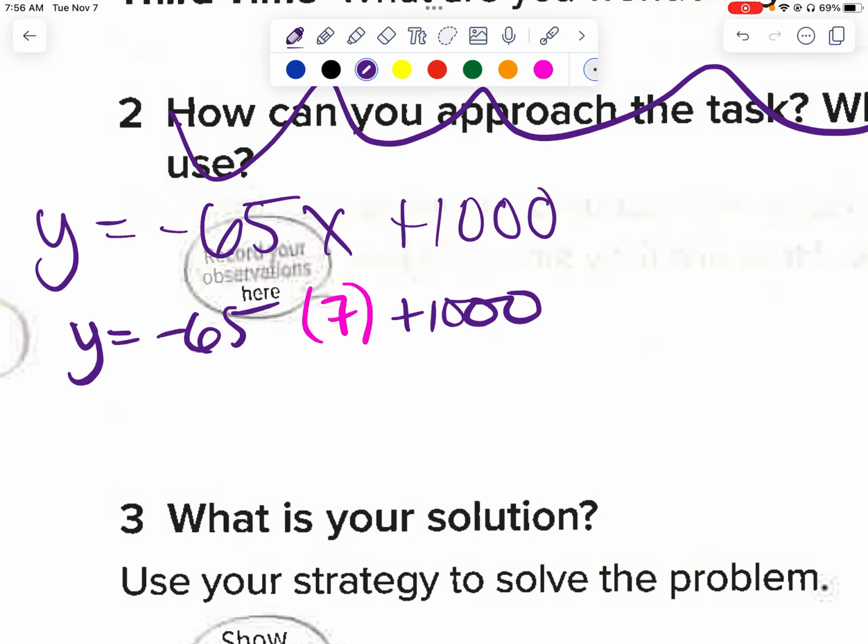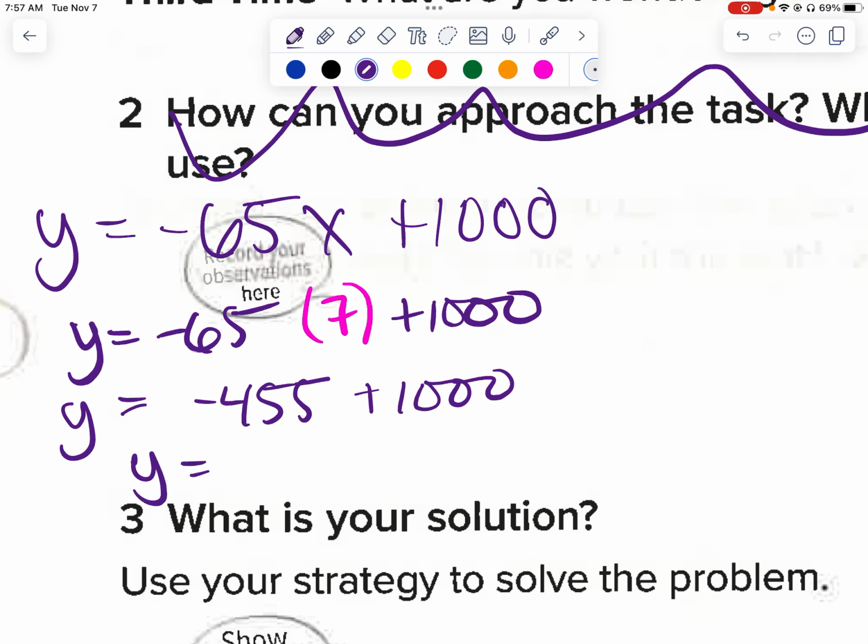Oops, didn't like that for some reason. Sorry, my calculator did not like that, it was dark in my classroom. 75 times 7, and I add on 1,000. And I get y equals 475 miles left.